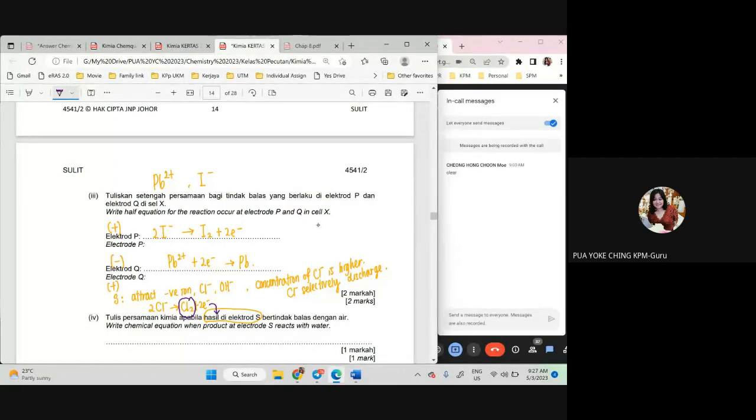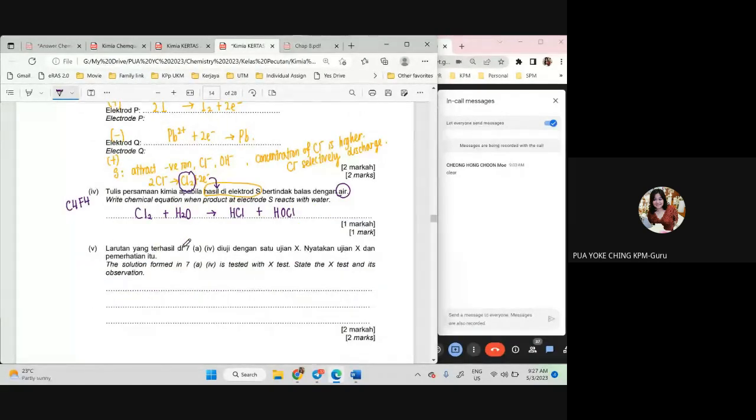So, dia tanya kalau Cl2 tambah dengan air, water, what is the equation? So, Cl2 plus H2O, you will get HCl plus HOCl. Ini ialah Form 4, Chapter 4. Okay? Chemical reactions of halogen. So, this is Form 4, Chapter 4.